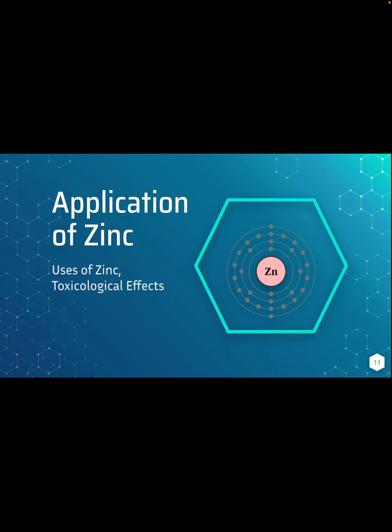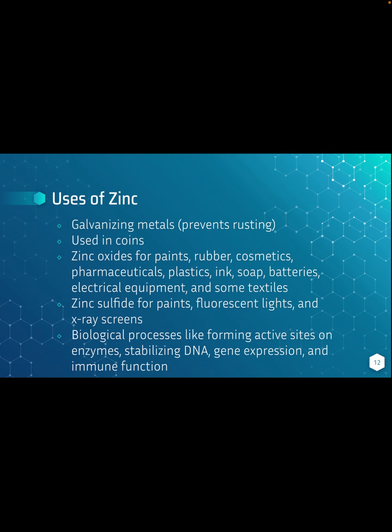Next, we have the application of zinc, how it's used, and if there's any toxicological effects. So main uses of zinc are going to be for galvanizing metals. This just prevents rusting. Zinc's also used in coins. So even things like pennies, until I want to say in the 60s, pennies were made of complete copper, but prices of that kind of went up, and so then pennies weren't even worth the 1 cent that they were representing. So nowadays, pennies are mostly zinc with a little bit of copper coating, and that's just to save cost.